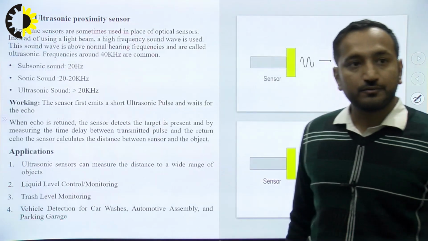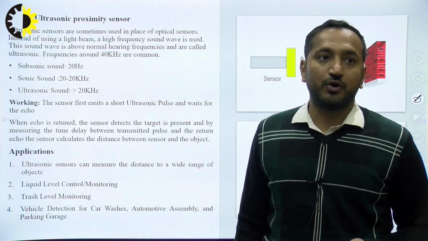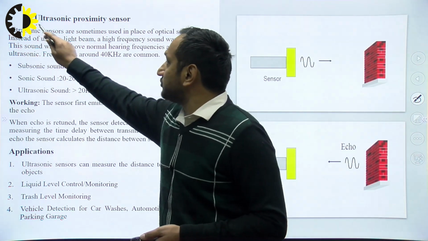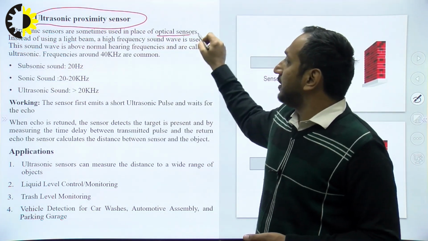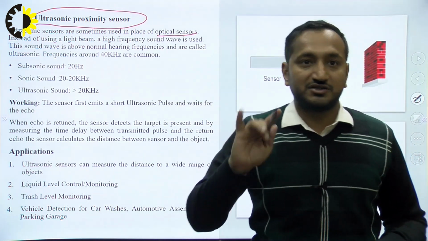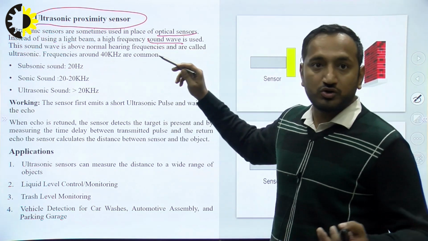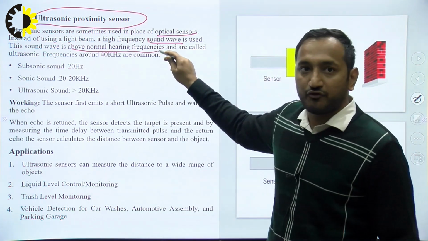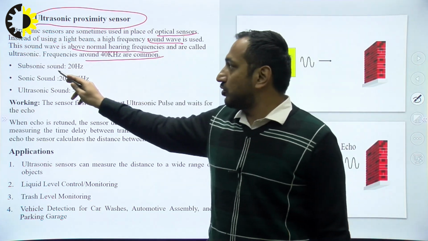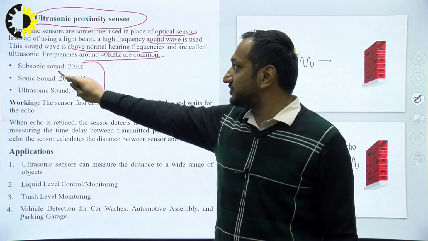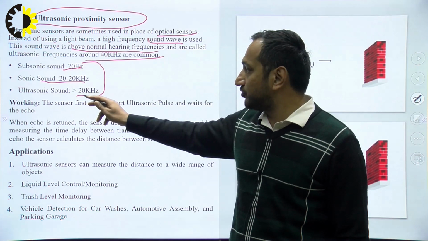Now moving on to the next topic. Let us study two different types of sensors which are in your syllabus, and they are very important from the exam point of view. First is the ultrasonic sensor. The ultrasonic sensor is sometimes used in place of an optical sensor. In an optical sensor we use a light beam to measure the distance, but in an ultrasonic sensor we do not use a light beam, we use high frequency sound waves, also known as ultrasonic waves. This sound wave is above the normal hearing frequency, meaning we are not able to hear it, and it is called ultrasonic. Frequencies around 40 kilohertz are common. So there are three ranges of frequencies: one is subsonic sound, below 20 hertz. Another one is sonic sound, 20 hertz to 20 kilohertz, and ultrasonic sounds are more than 20 kilohertz.